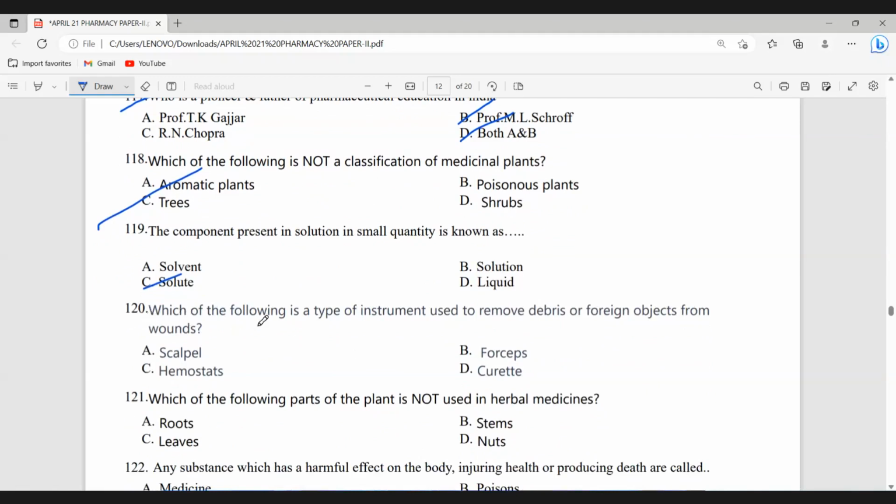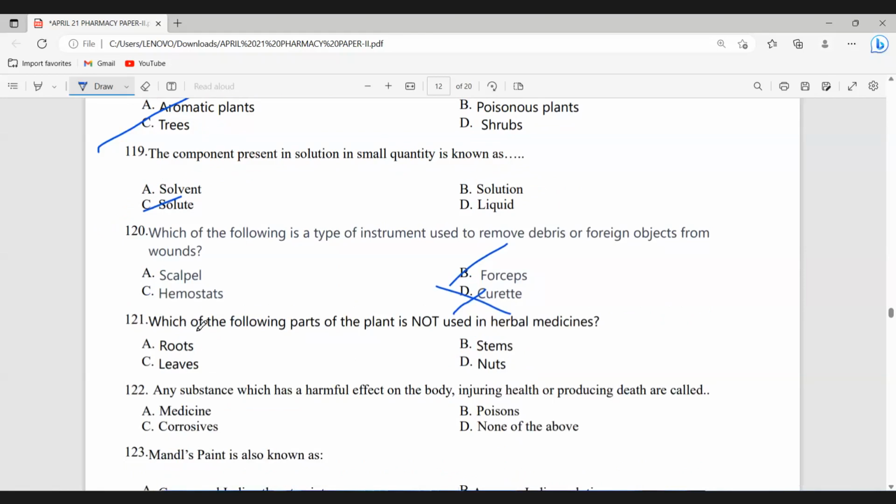Then 120, which of the following is a type of instrument used to remove debris or foreign objects from the wounds? Even this is also the direct question. That is 120. Sorry, it is forceps.